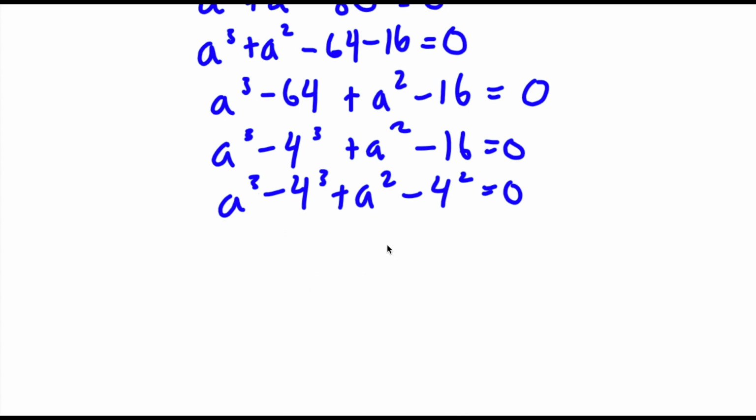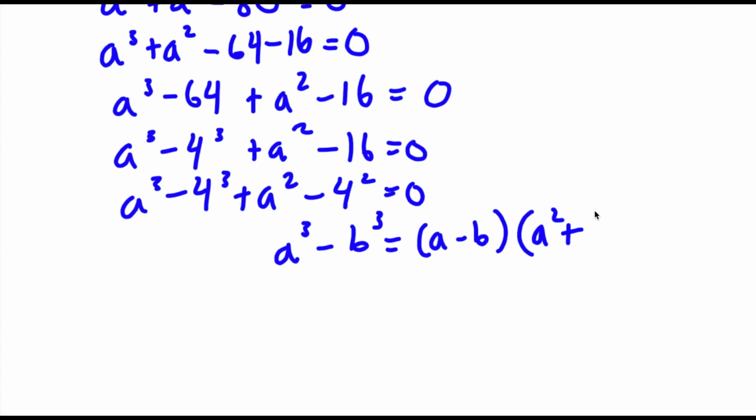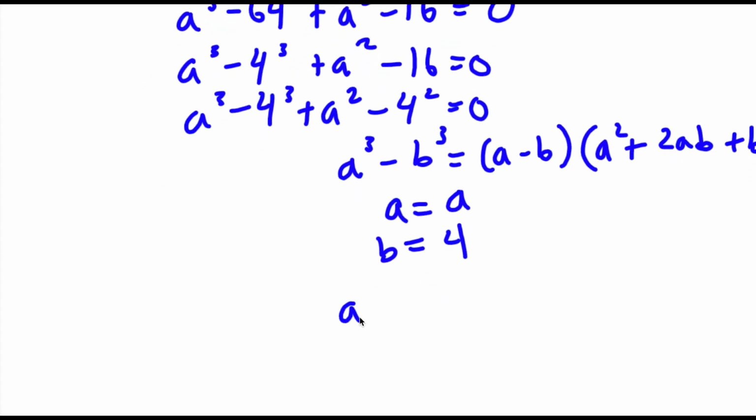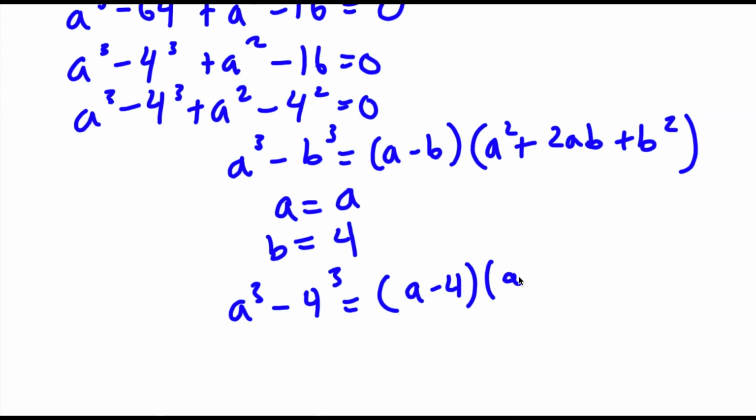Now, if I have something in the form a to the power of 3 minus b to the power of 3, this is equal to a minus b times a squared plus 2ab plus b squared. So in this case, a is a and b is 4. So a to the power of 3 minus 4 to the power of 3, this is going to equal a minus b, so a minus 4 times a squared plus 2a times 4 plus b squared, so 4 squared.